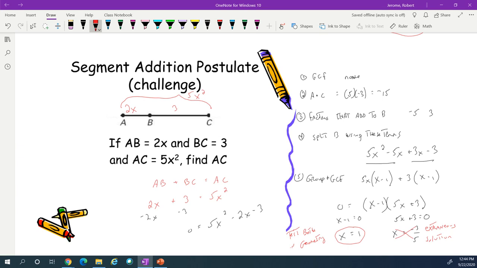And again, I'm going to just plug it back in. AB is 2, BC is 3, and AC is 5. 2 plus 3 really does equal 5, so that's my check. Again, a lot going on in that question, but notice the geometry did not step up. The algebra did. And then we plugged in our algebra and just found out one of the answers didn't work for us.